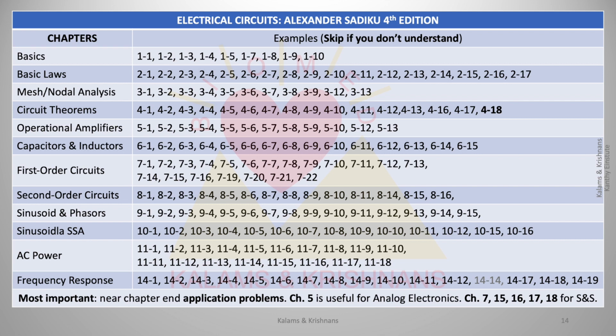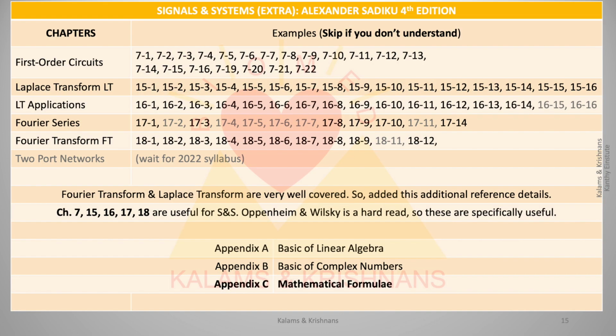And some chapters in Alexander Circuit are also useful for analog electronics as well as signals and systems. Because the standard signals and systems reference is so hard, I have given the chapters in Alexander Circuit that are very useful for signals and systems topics. Again, these chapters have very well illustrated examples and comprehensive theory. So these would serve as a one-stop solution for at least these topics in signals and systems.